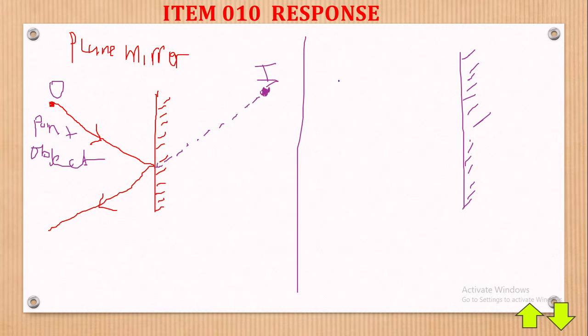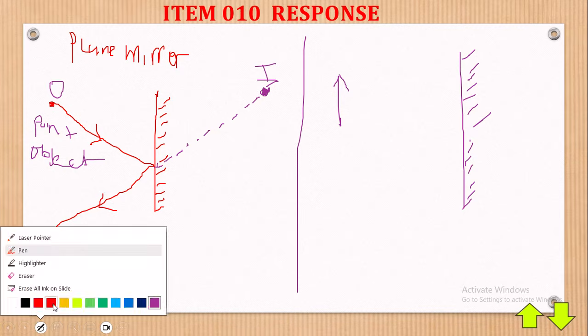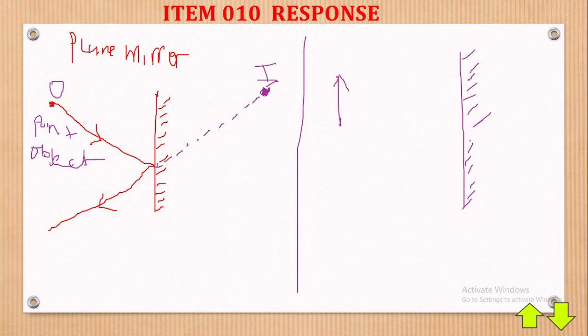Now what if the body is not a point object, but the body is like this? This is now the object. How do the rays move to give us the image? The rays from the top of the object will strike the mirror at that point, like that. But from laws of reflection, every ray which strikes here is reflected back in that order, like that.